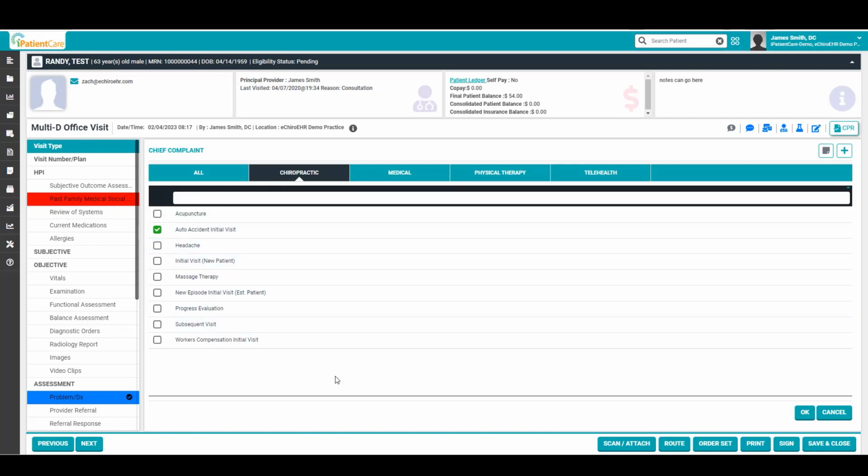And so in beginning to set up platforms for practices, this is a key area that we discuss with the practice to help them identify how they would like to utilize this particular function.